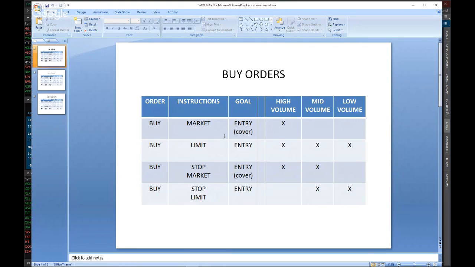Okay. We talked about the buy limit order. Hey, what happens if you want to wait and let the stock come to you? You want to pick your price. That's a buy limit order.